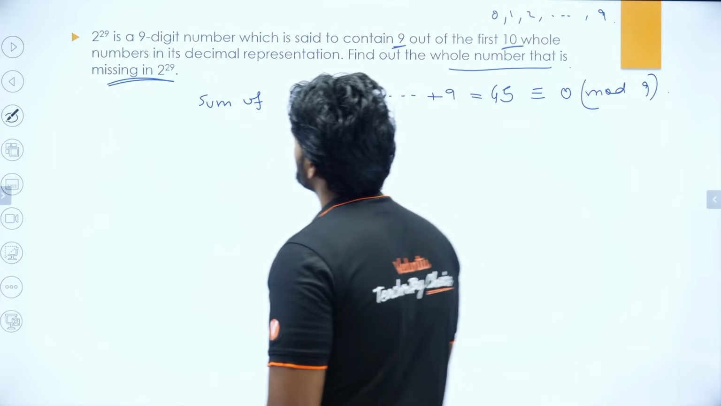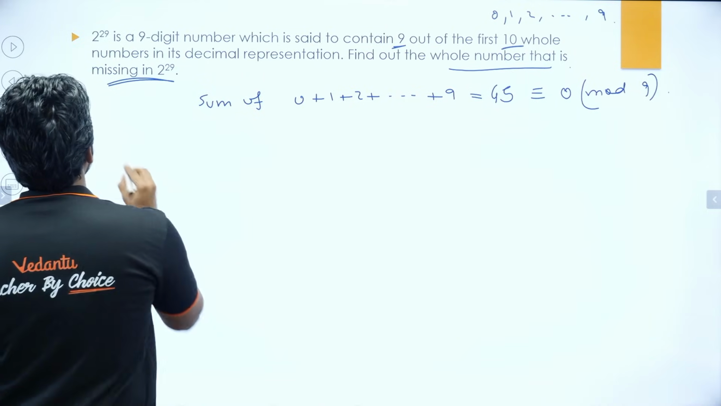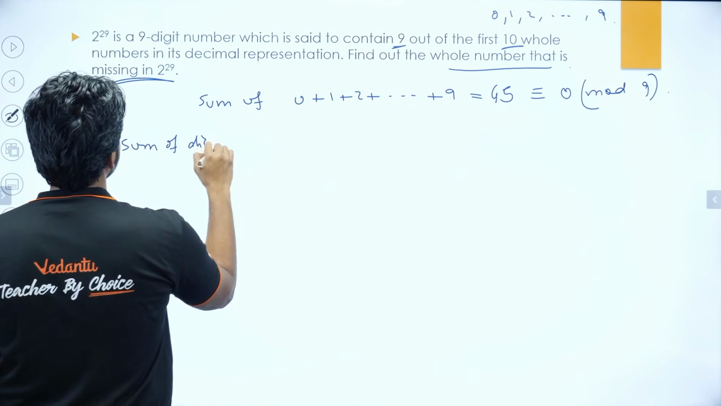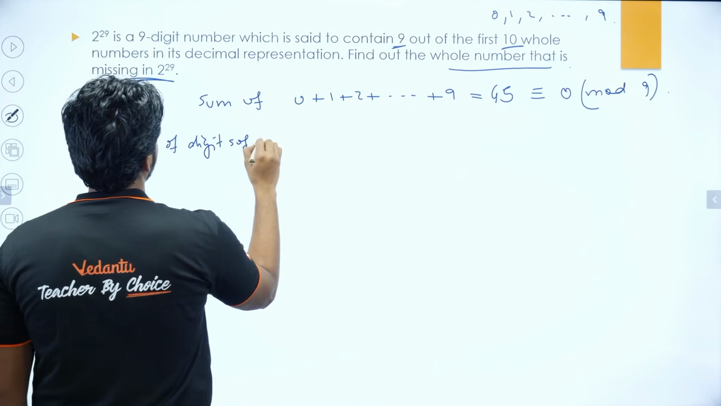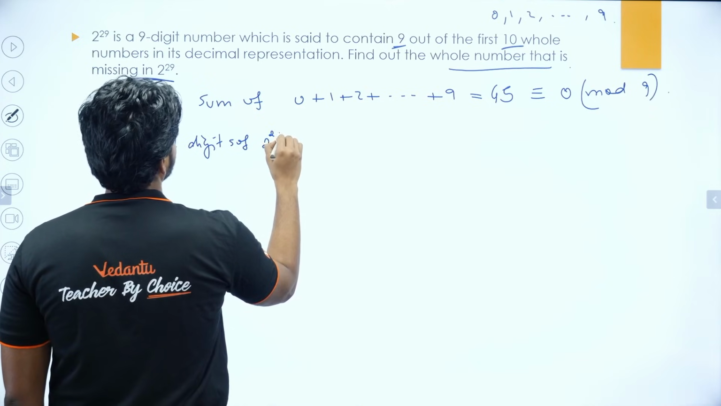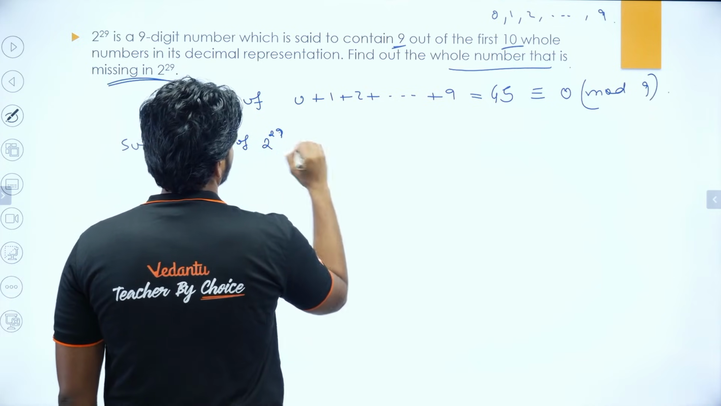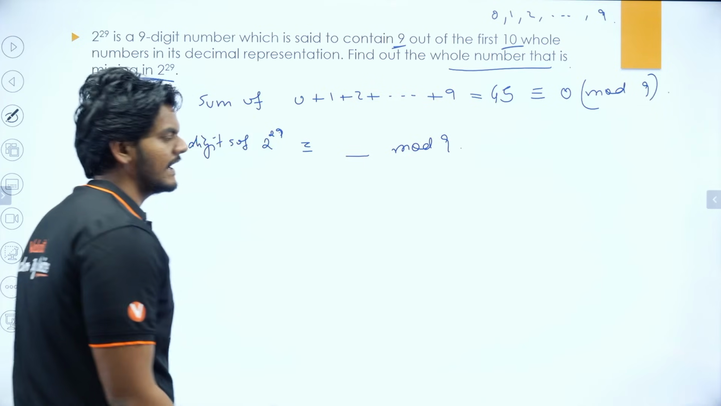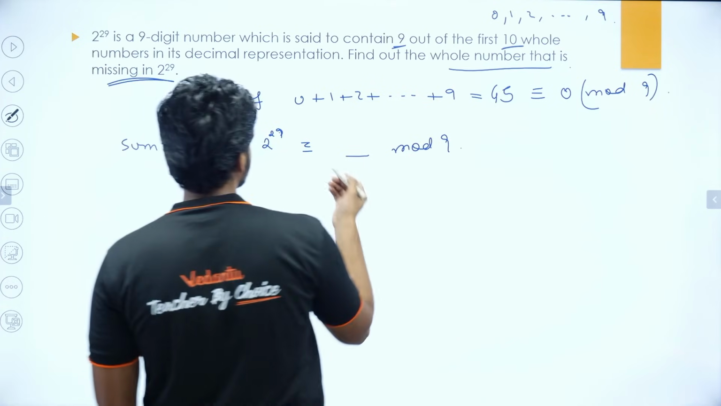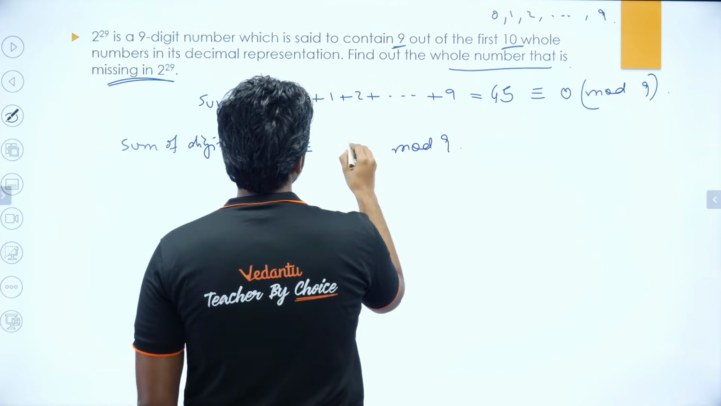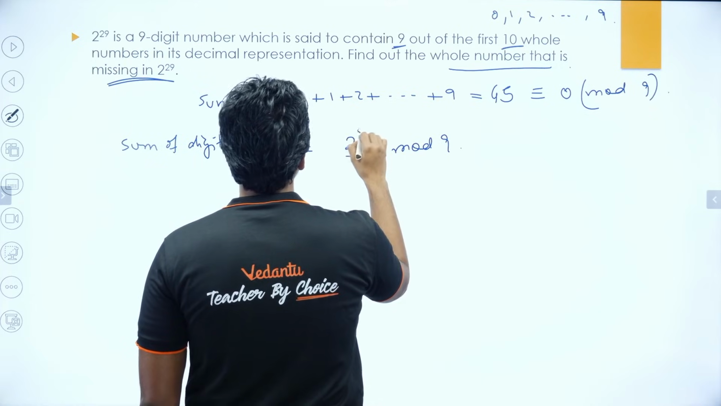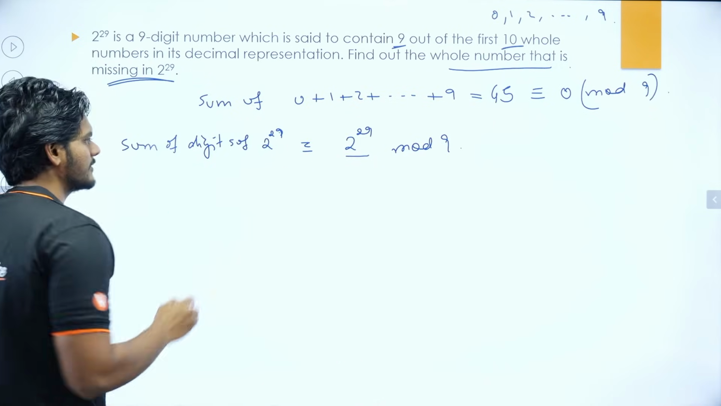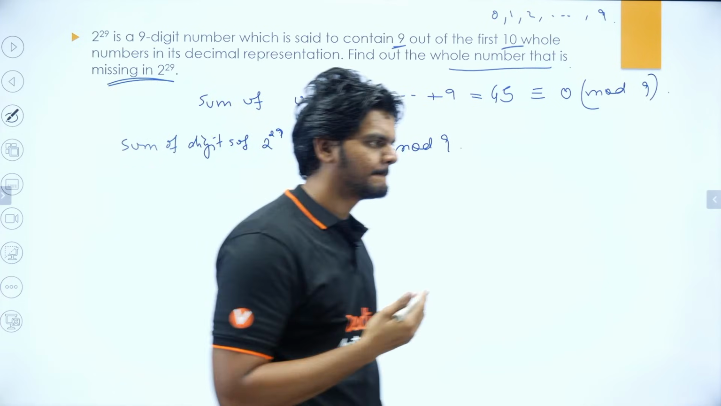Okay. Now what is the sum of digits of 2 power 29 mod 9? As we did before, it has to be 2 power 29 mod 9. So we need to figure out what is 2 power 29 mod 9.